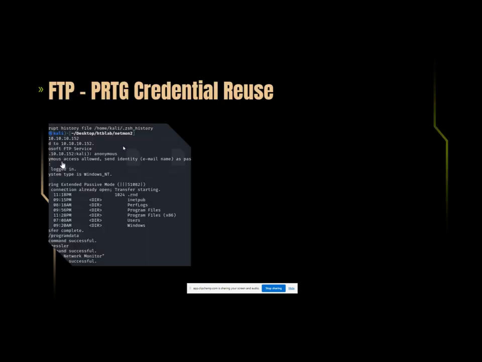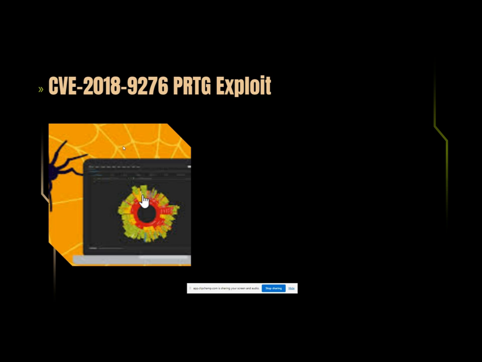It's a retired box. First, we're going to exploit FTP and then gain some PRTG credentials, which we'll reuse. The FTP server with anonymous access allows reading of the PRTG Network Monitor configuration files. Then we'll use those credentials to exploit CVE-2018-9276 for the PRTG exploit. This version of PRTG is vulnerable to this CVE, which can be exploited to gain a system-level shell.